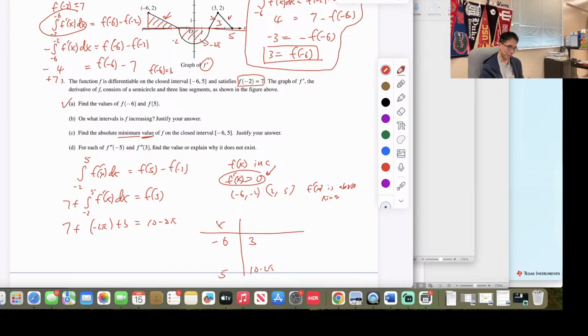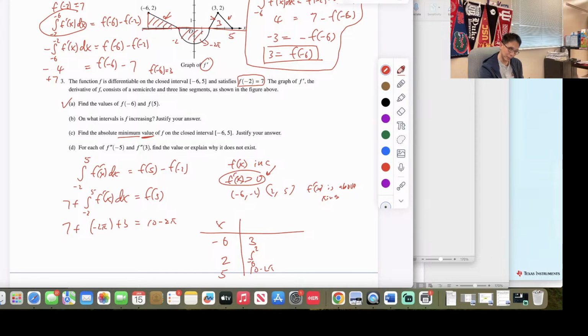So if it's a minimum, it goes from negative to positive. So I will try 2 first. Why 2? Because it went from negative to positive, right? So what's the integration from -6 to 2?